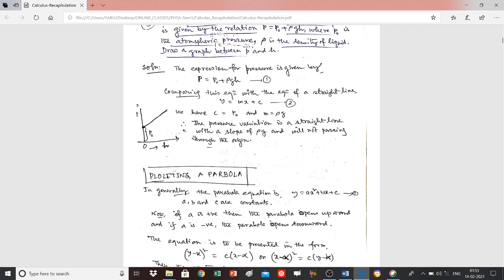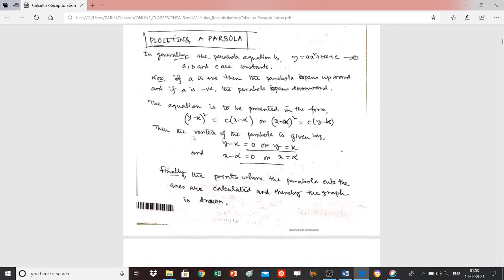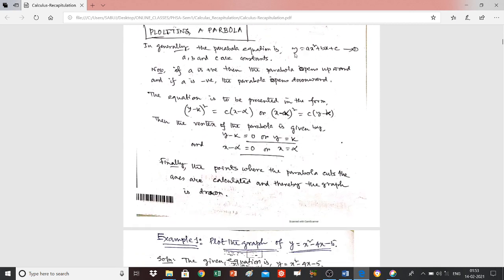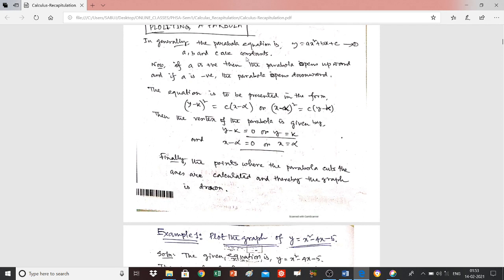Okay, now plotting of a parabola. You know the general formula of a parabola is y is equal to ax square plus bx plus c, where a, b, c all are constants. Now if a is positive, then the parabola will open upwards, that means in this way. Okay, so open upwards, and if a is negative, then the parabola opens downward. Just see here, if a is negative, then it will be in this way.